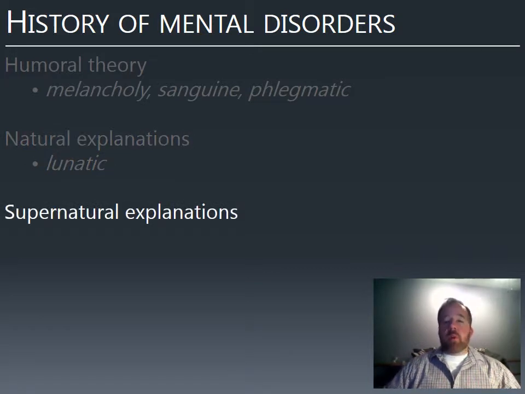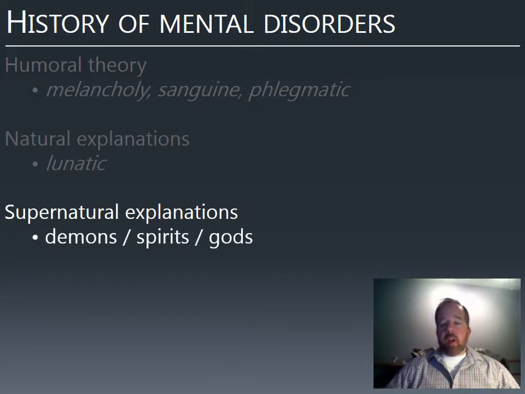After that, there came more supernatural explanations. These are things like being possessed by demons or spirits, or being possessed by or influenced by gods. And so these were supernatural explanations for mental illness. As we'll see, there are a variety of forms of mental illness, but schizophrenia is one of the most common, and it's one of the most disturbing in terms of mental state.